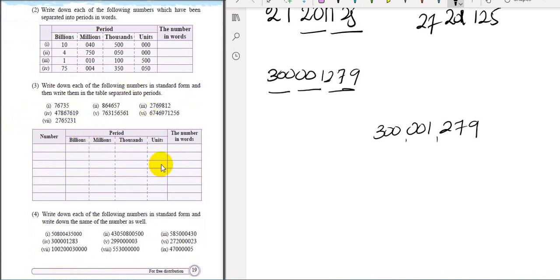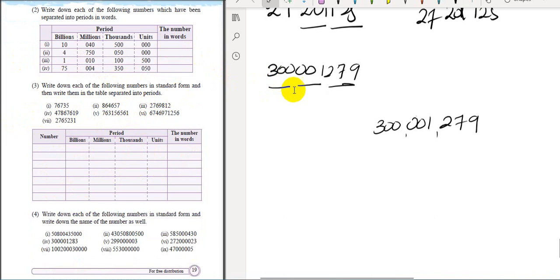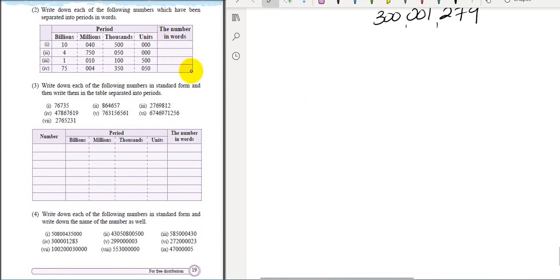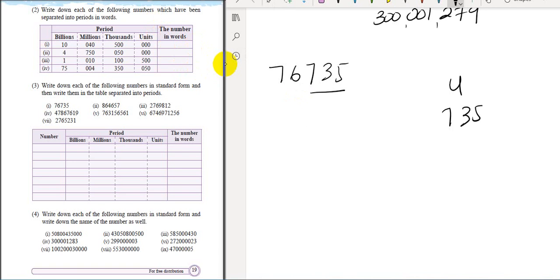How to write this one in the separate periods? The first one is 7,6,3,7,3,5. This is unit period. So under the unit 735. Then this is 1000. So 76,735. The second one the same, and I will write the third one now.